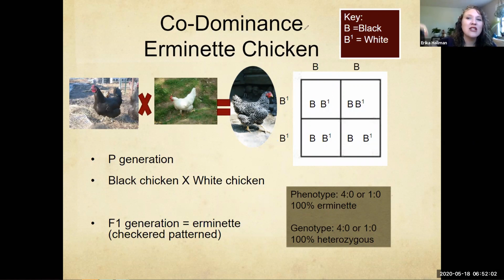Okay? I wanted to introduce you to this idea of prime because that's one of the ways we can differentiate our two alleles. So in our P generation, let's say we cross a black chicken, which is going to be big B, with a white chicken, which is going to be B prime, B prime. We would end up with 100% erminette chickens, all right? 100% erminette. The genotypes would be the exact same thing as the phenotypes. Okay, so that is codominance.